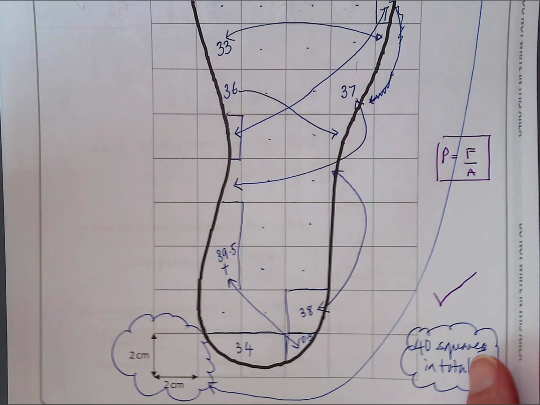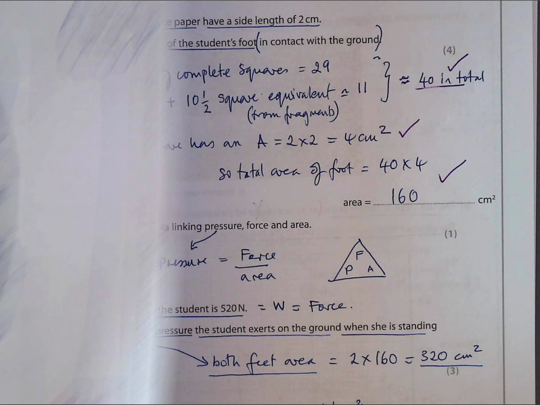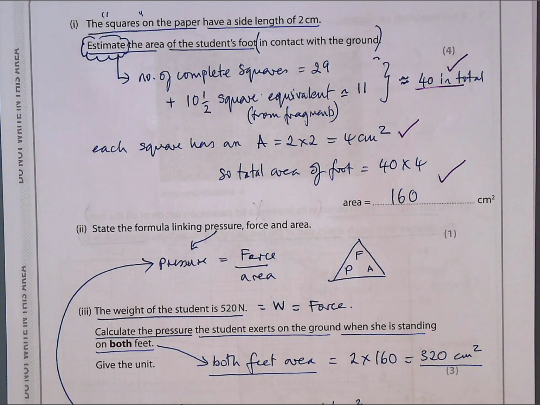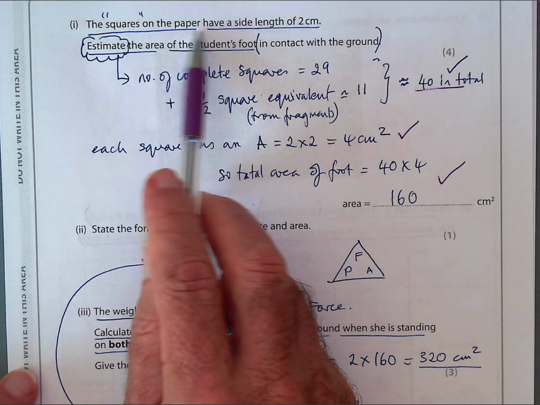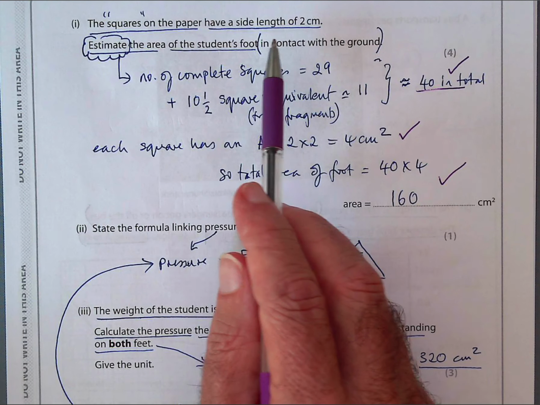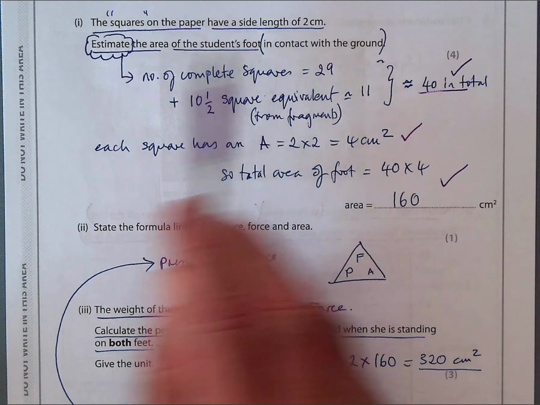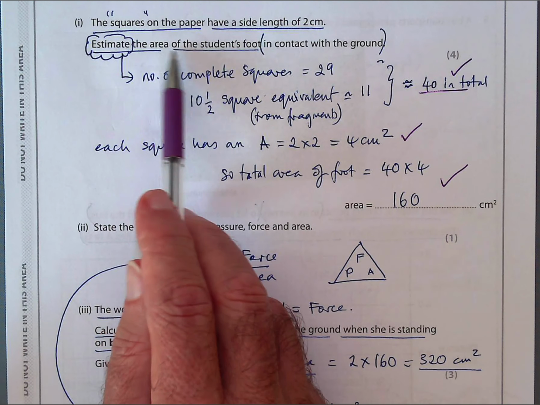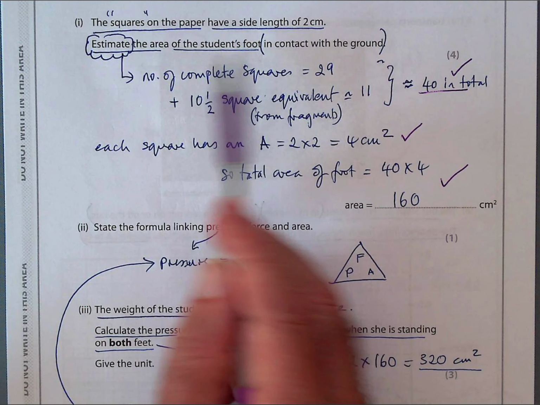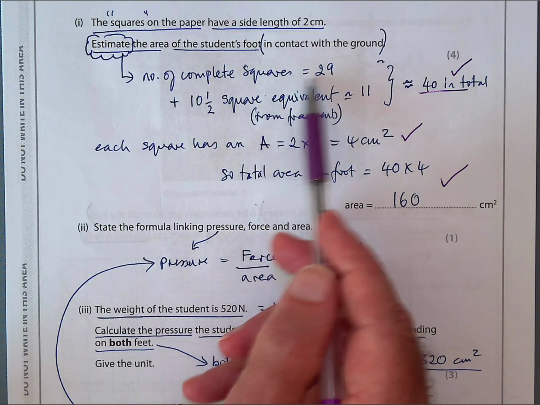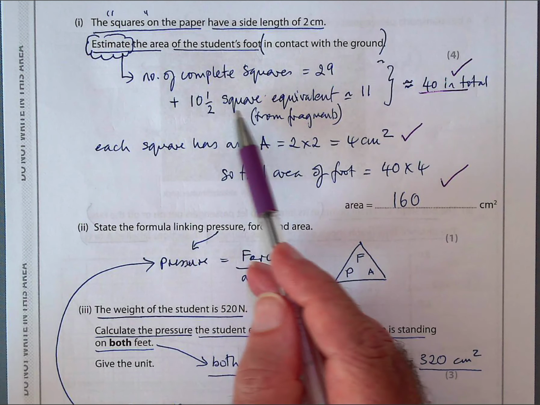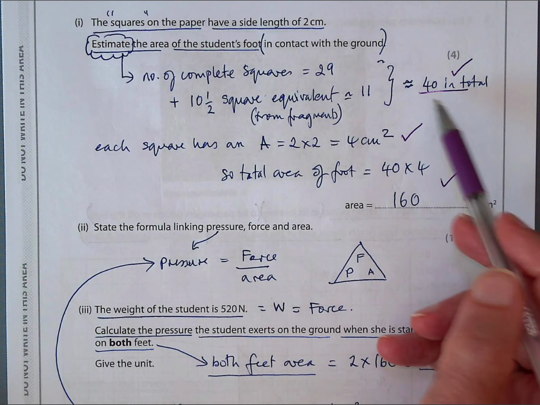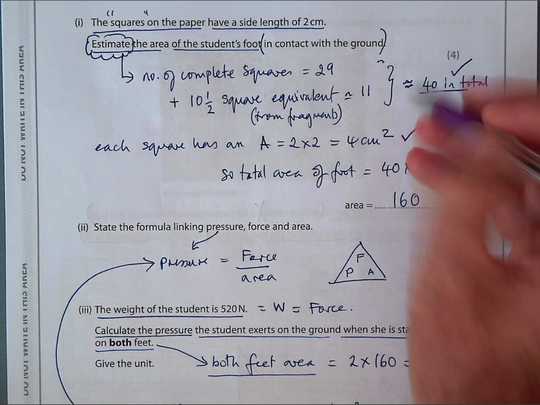Okay? As long as you show how you worked out the area on the grid, you'll get a mark for that. Okay? So the squares on the paper have a side of length 2 centimeters, which we've gone through. Estimate the area of the student's foot in contact with the ground. That means you've got to work out how many complete squares. I counted 29 and about 10.5 squares, or approximately 11 from fragments. So it's between 39 and 40. So I put this as an approximate sign.